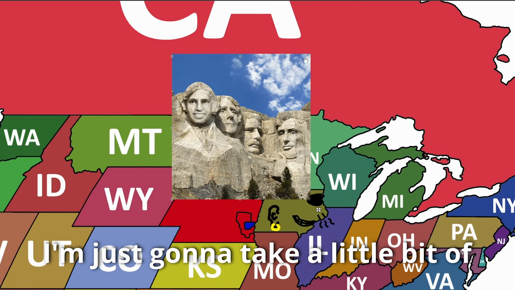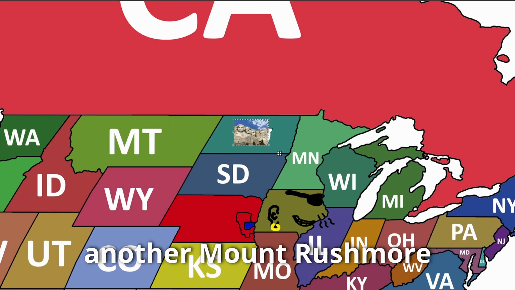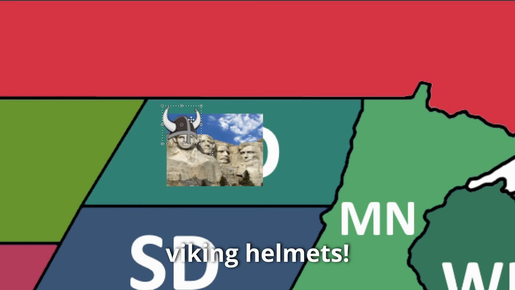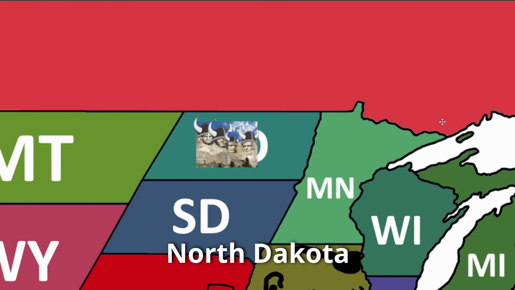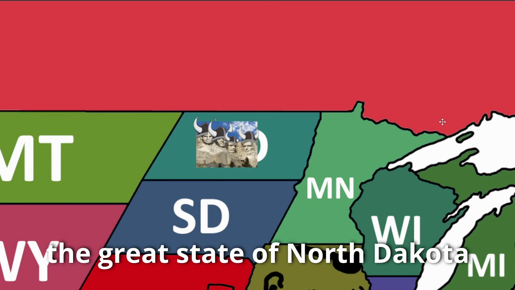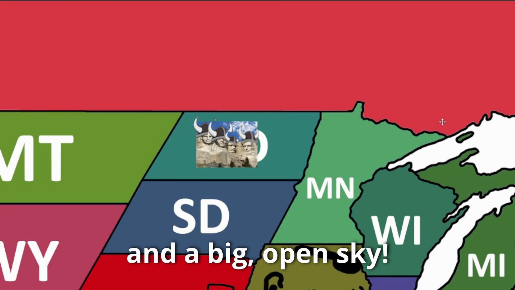So I'm just gonna take a little bit of inspiration from their southern neighbor and just give them another Mount Rushmore. Of course, we can't have it be entirely the same, so we'll give them Viking helmets. And there we go. North Dakota finally has something that's unique to it. Now, whenever you think of the great state of North Dakota, you can think of Mount Rushmore with Viking helmets in a big open sky.